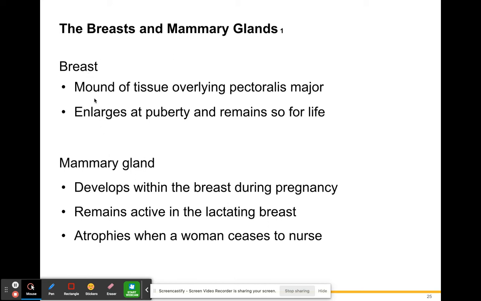Okay, let's talk about the breast. This is a mound of tissue overlying the pectoralis major muscle on the chest. It enlarges at puberty and remains so for life. There is a gland within the breast tissue called the mammary gland, which develops during pregnancy and remains active in lactating breasts. As long as somebody is feeding on a lactating breast, it will continue to produce milk. So you do not have to just have a child in order to lactate. You can lactate for many months and years after giving birth, as long as someone is nursing, or maybe even pumping milk. It says here that the gland atrophies when a woman ceases to nurse. So when a woman stops nursing a child or pumping milk, the lactation will cease.